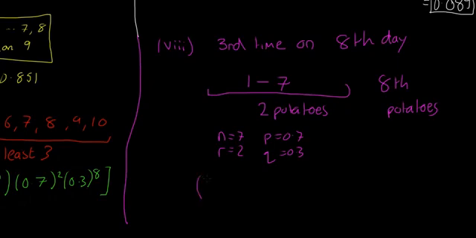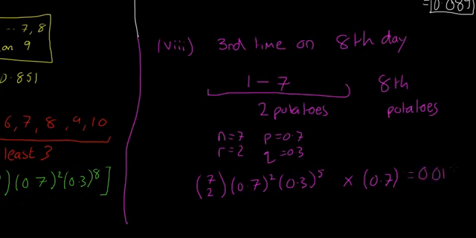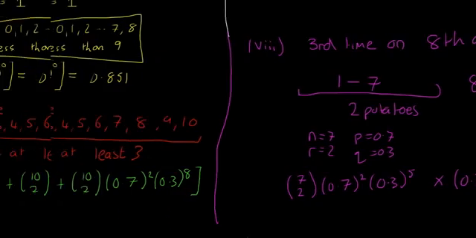So if we stick that into our Bernoulli's equation, it's 7 choose 2, 0.7 to the power of 2, and then 0.3 to the power of 5, times, and, that they have potatoes on the 8th day. So that's again just times 0.7. So if we stick all of that into our calculator, we will find the probability is 0.018. Okay, so now that was a long video, so sorry about that.